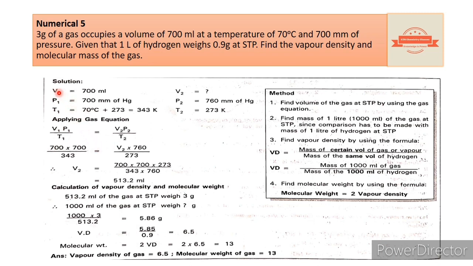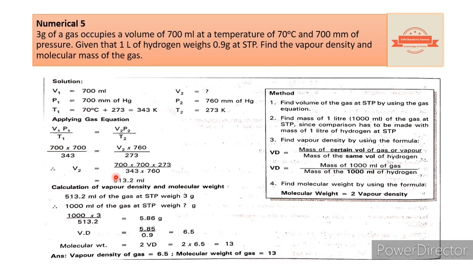Here V1 equal to 700 ml, P1 700 mm, T1 70 plus 273 equal to 343 Kelvin, P2 760 mm at STP, T2 273 Kelvin. V2 is to be calculated. Putting all the values in the gas equation, we get V2 as 530.2 ml. This volume is obtained at STP.